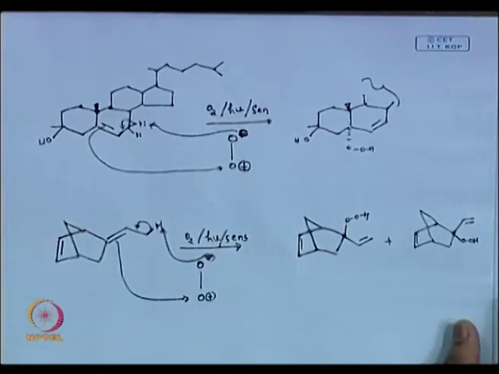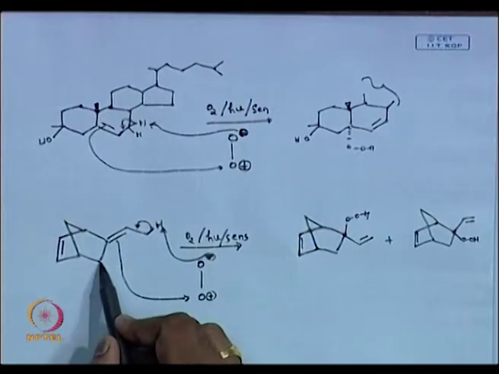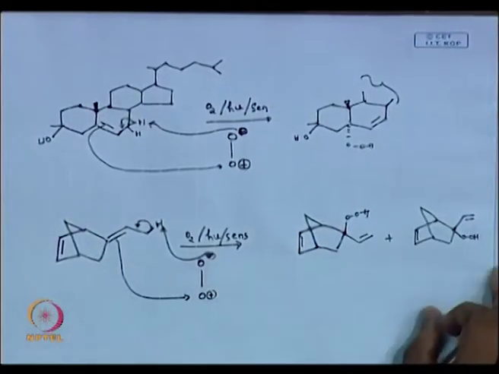What is another product you can think of? Yeah, I can pick a hydrogen from this. This is also allylic, right?